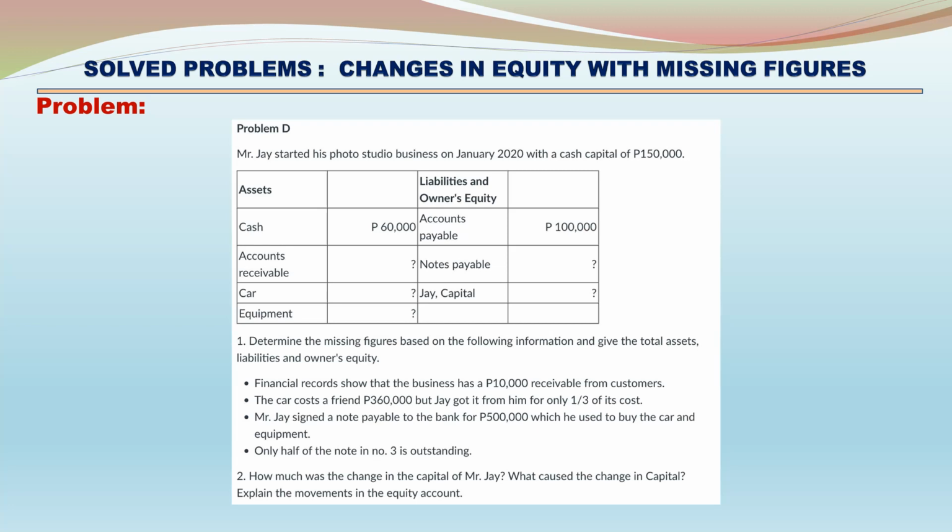Financial records show that the business has 10,000 receivable from customers. The car costs a friend 360,000 but J got it from him only for 1/3 of its cost. Mr. J signed a note payable to the bank for 500,000, which he used to buy the car and equipment. Only half of the note in number 3 is outstanding.